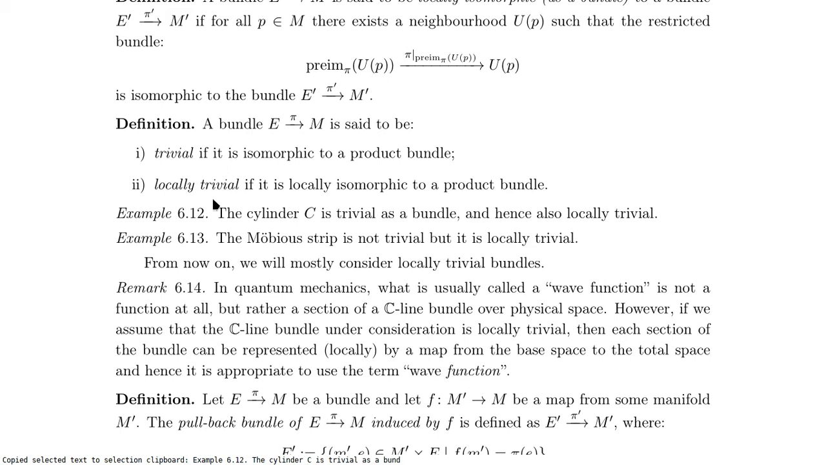The Mobius strip, on the other hand, is not trivial in general, but it is locally trivial. And a very intuitive way to think about this is that the Mobius strip locally actually looks like a cylinder, right? But if you zoom out, that is to say, you look at it in the general case, it's not a cylinder because of the twist you have, right? The change of orientation. So it's not generally trivial, but it is locally trivial because, as I said, it locally looks like a cylinder.